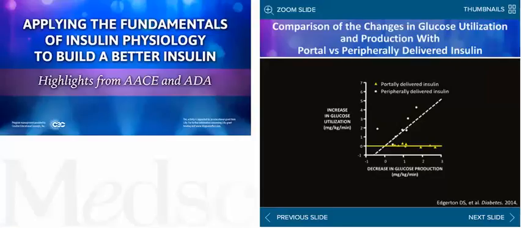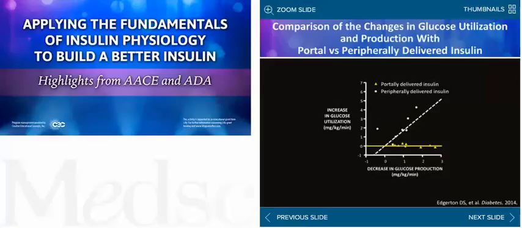Now, as you read the decrease in the bottom, 0 is no decrease, 1 is a decrease of about 30%, 2 is obviously 60%, and 3 is getting up to 90%. And the bottom line, the message here, is that when you deliver insulin intraportally, you can control liver glucose production without affecting glucose utilization. In other words, the line is flat at the origin. There's no slope to that line.